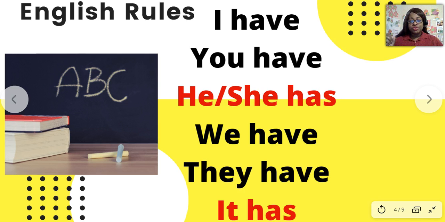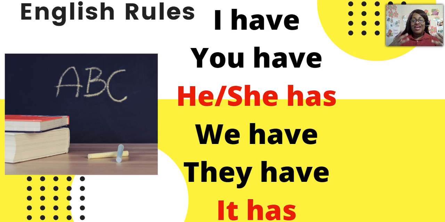Our English rules for have and has are very simple. All you have to remember is for I, you, we, and they, you will use have. For she, he, or it, you will use has. So I have a new car. You have a new car. He or she has a new car.